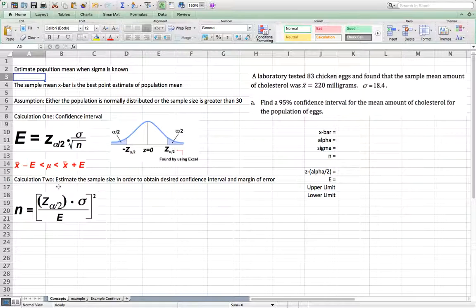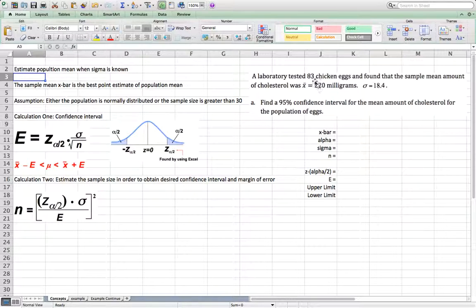The second calculation we need to do is to estimate the sample size in order to obtain the desired confidence interval and margin of error. Actually, you can derive this formula from the first formula. If you solve for n in this equation, you will get this formula. So these two formulas are actually the same thing. But with the first formula, you calculate the margin of error based on alpha, sigma, and n. This one is if you know the margin of error, sigma, and alpha, then you calculate the n. Okay, let's see an example.